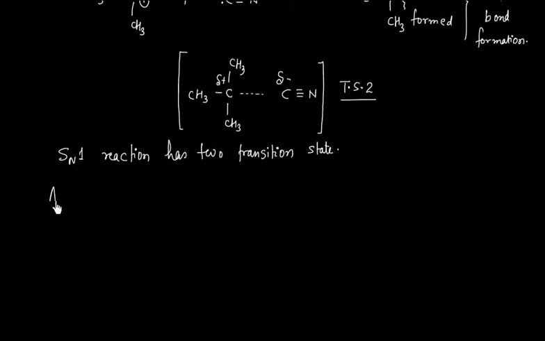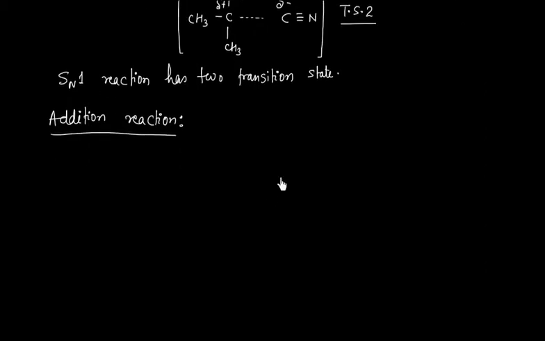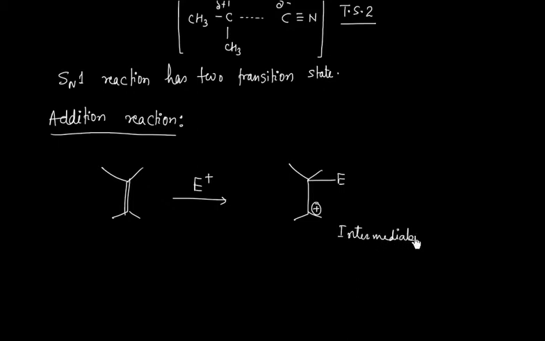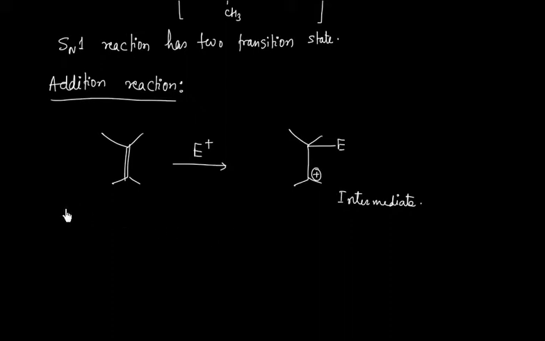Now let us discuss addition reaction. If I have an alkene, this reacts with electrophile. This gives this intermediate. We have to write down the transition state. Now you see the changes. This pi bond has broken and this carbon-electrophile bond has formed.